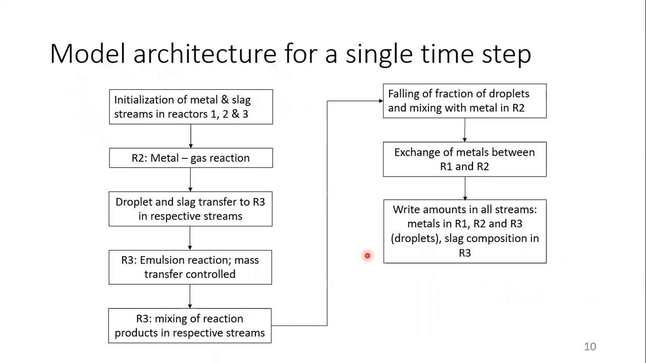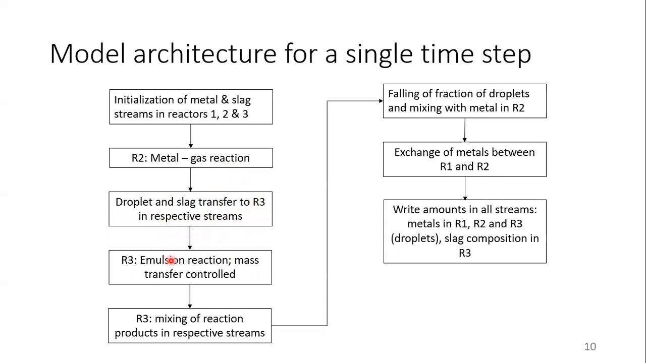This shows a little bit more detail on the model architecture for a single time step. So you have initialization of metal, slag, and streams in reactors 1, 2, and 3. These initializations of streams are done using appropriate equilibrium files. Then you have the metal gas reactions. Then you have droplet and slag transferred to R3 because of these metal gas reactions, as I discussed. You have physical interactions as well as chemical interactions. So you have droplet and slag that gets transferred to R3, which is the emulsion zone.